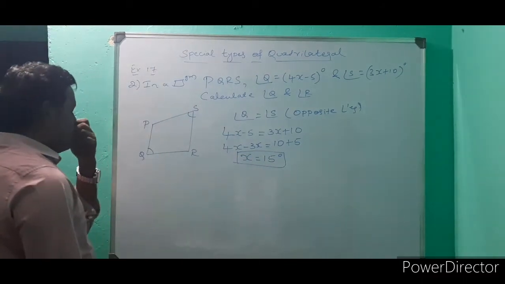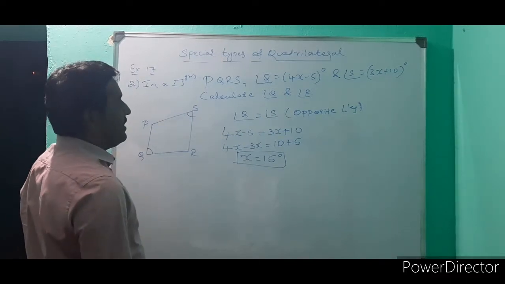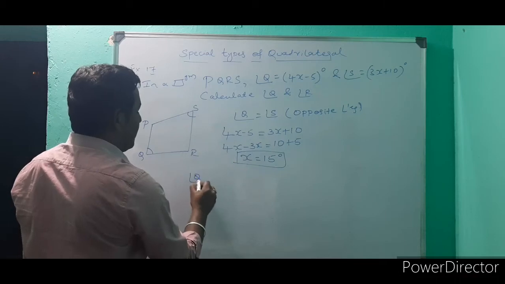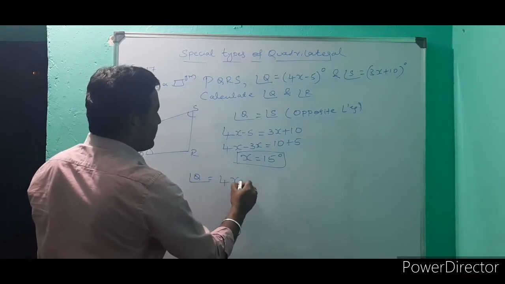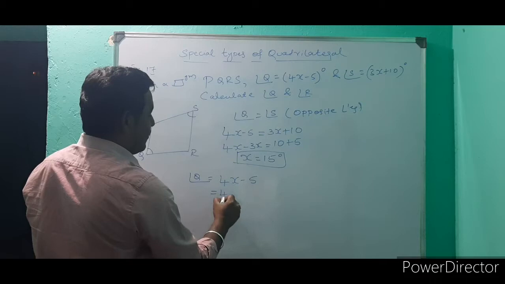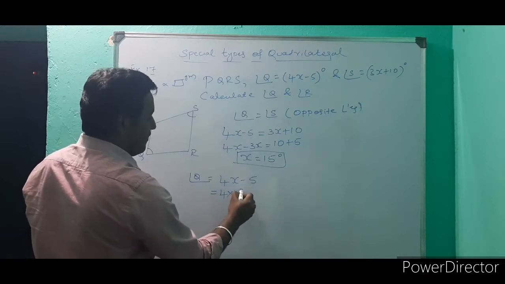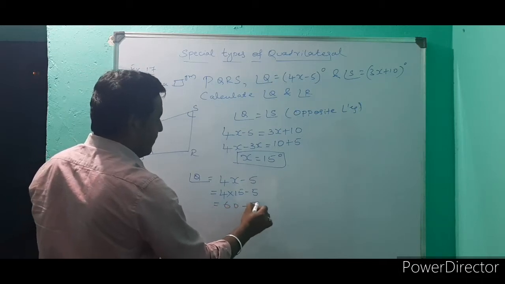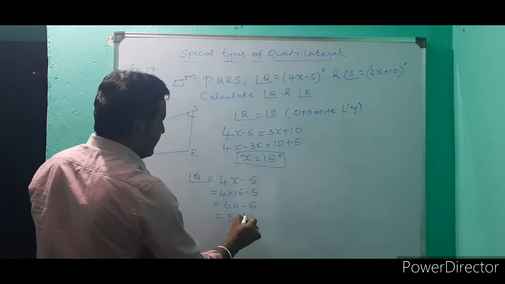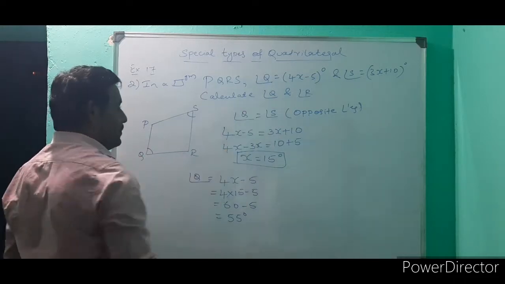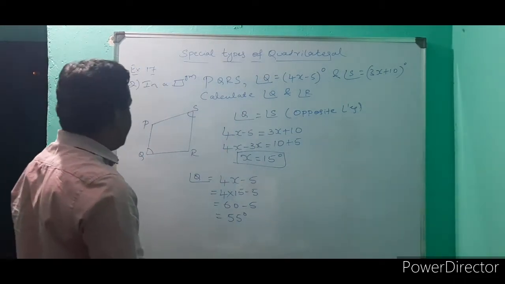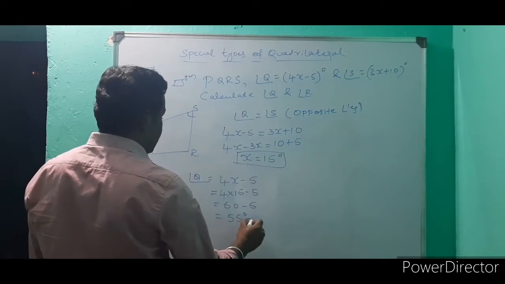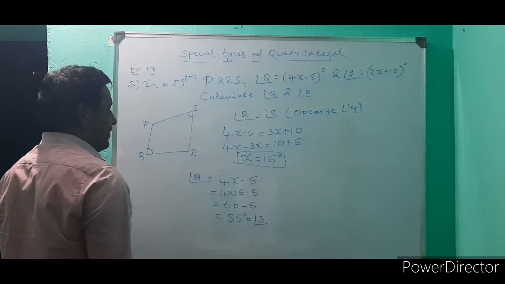The x value is 15 degrees, so we can substitute in angle Q. Angle Q is equal to 4x minus 5, 4 into 15 minus 5, that is 55 degrees. First we had to find angle Q. Angle Q is equal to 55 degrees, so angle S is also 55 degrees.